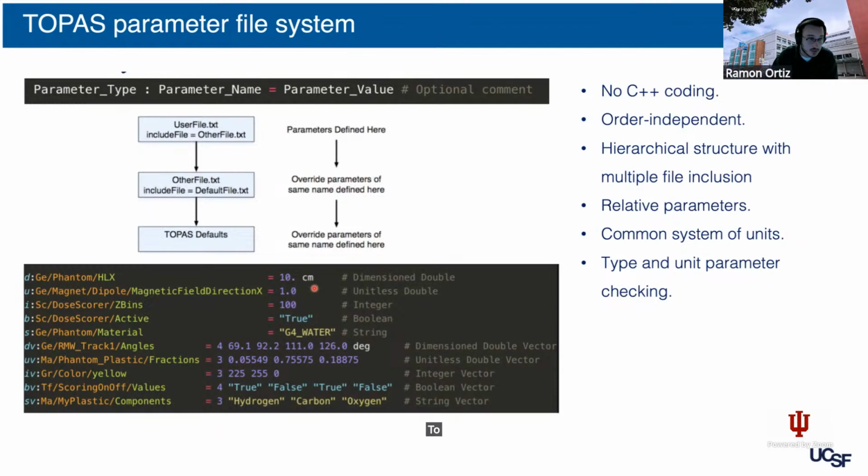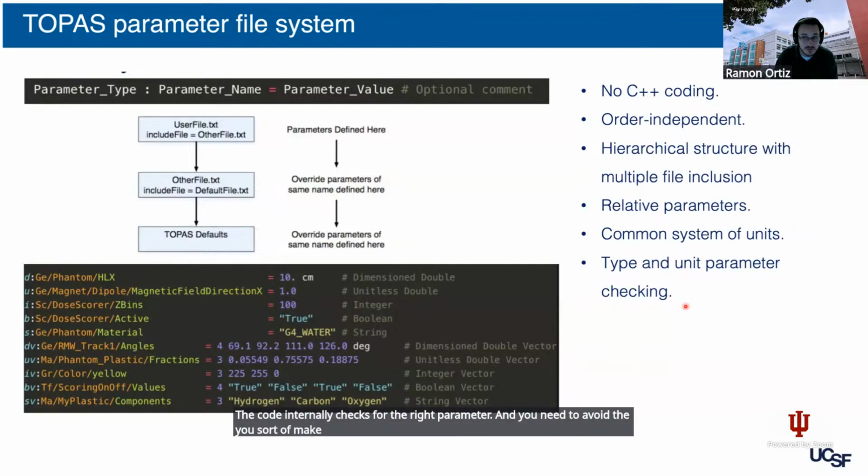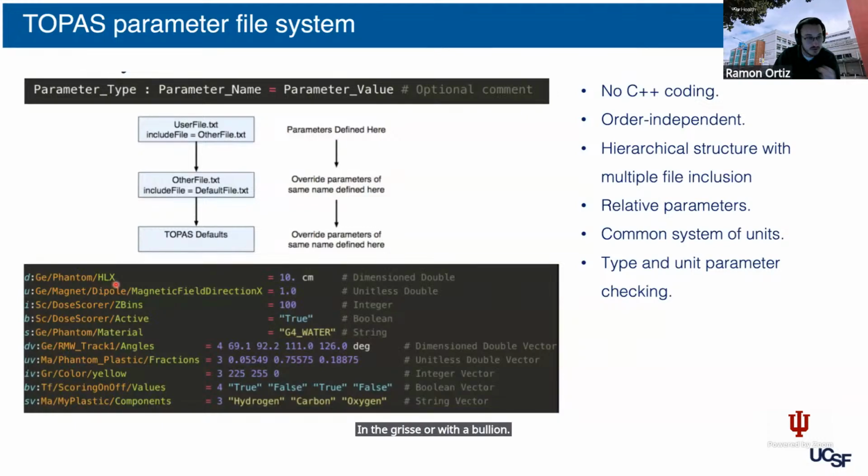to make the different parameters depending on each other more consistent. And also the code internally checks for the right parameter and units to avoid user errors that may create ambiguous situations. For instance, TOPAS won't allow defining the dimension of a geometrical component in degrees or with a Boolean, but instead will throw an error specific message and will stop the simulation.